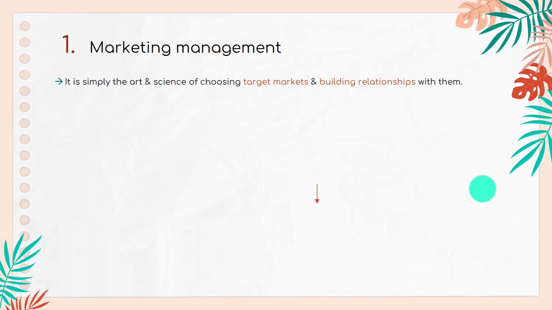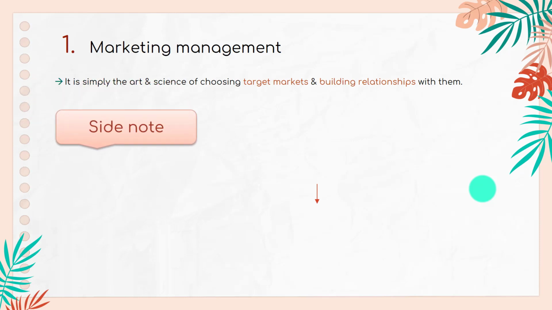We're going to make marketing management. What is marketing management? It is simply the art and science of choosing target markets and building relationships with them. That's it. We're going just to choose target markets, the markets we're going to target and go after, and build relationships with the customers we already targeted. All right?